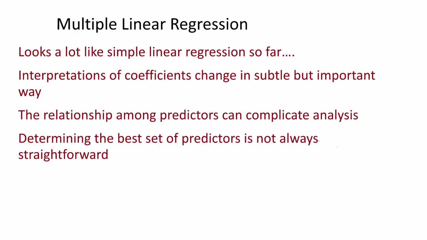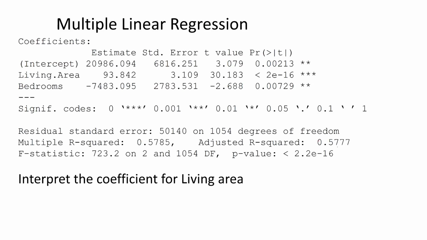We had 5 possible predictors in our Zillow data set, and I picked 2 of them to run our first regression, but we could have picked other combinations. We could have picked some combination of 3 of those predictors. And sometimes it's not always straightforward how to pick the best set.